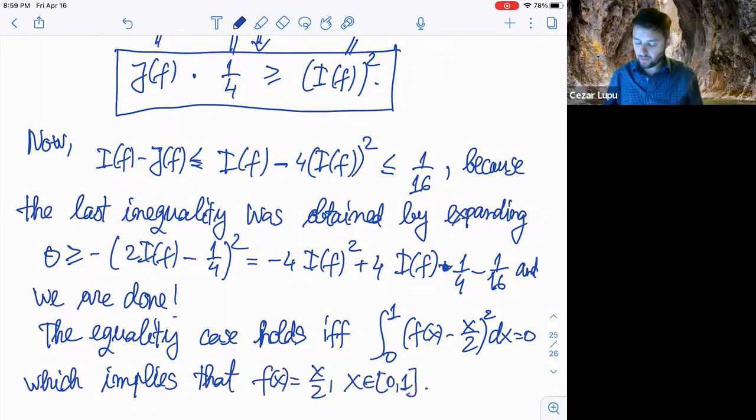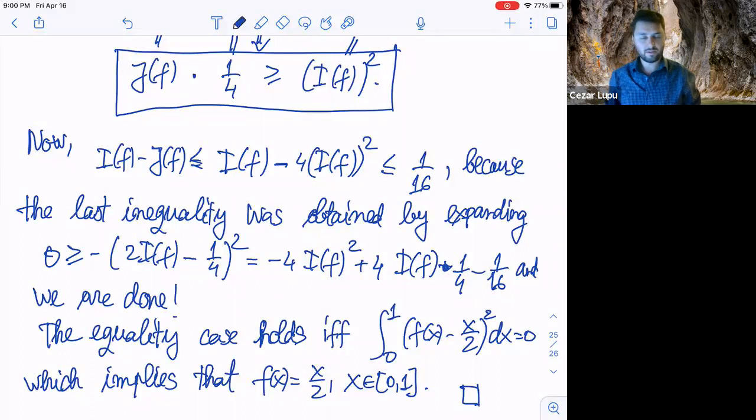Because remember, we said that you can consider the function g is f of x minus x over 2. g is continuous. The integral of g squared is 0. Then by the first inequality that we mentioned at the beginning of this lecture, in the equality case, it follows that g is actually 0. In this case, it will imply that f of x is x over 2. All right, great. So that's when the maximum is attained.